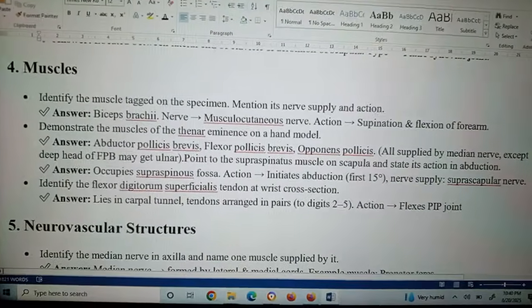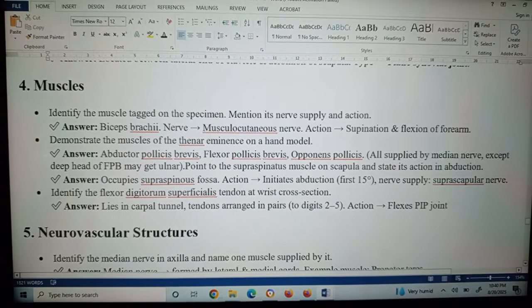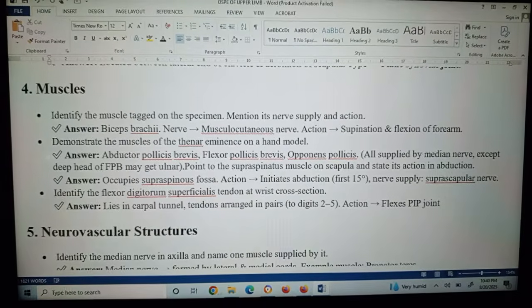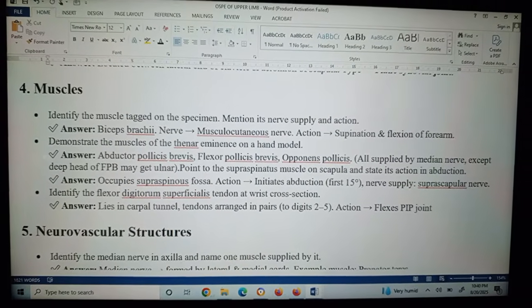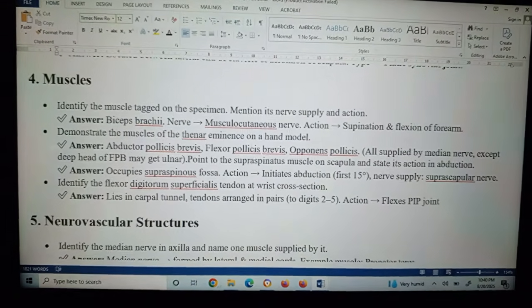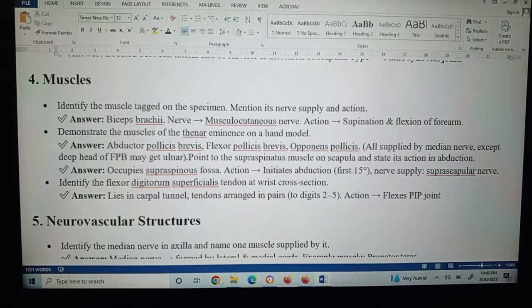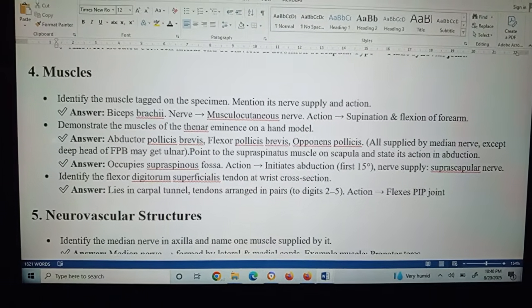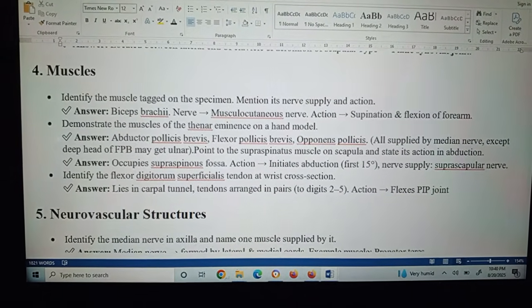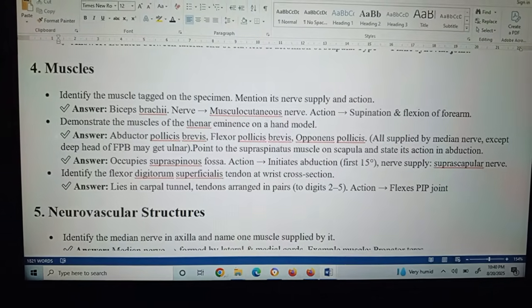Muscles. Okay, now let's talk about the muscles. Identify the muscle tagged on the specimen. Biceps brachii muscle can be marked and its nerve supply can be asked of you: musculocutaneous nerve. Deltoid muscle can be marked. Axillary nerve supplies the deltoid muscle.